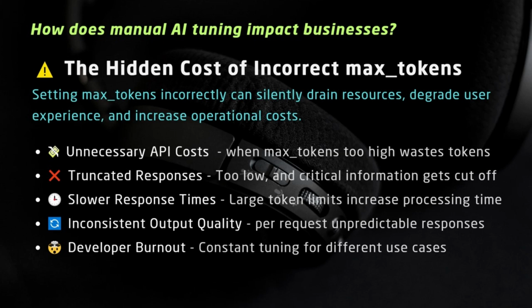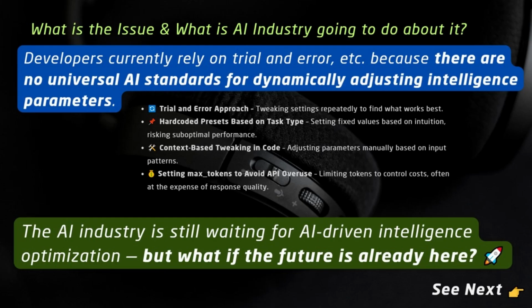John's last resort? Hard limiting max_tokens to control costs. Makes sense until it doesn't. Set it too low? The AI gets cut off mid-sentence like a bad Zoom call. Too high? You're paying for a novel when you just needed a tweet. And that's the reality of AI tuning today. Trial, error, frustration, and wasted API calls. But what if there was a smarter way?